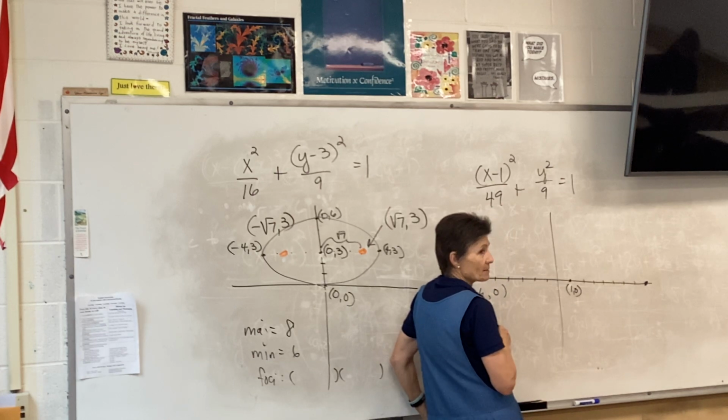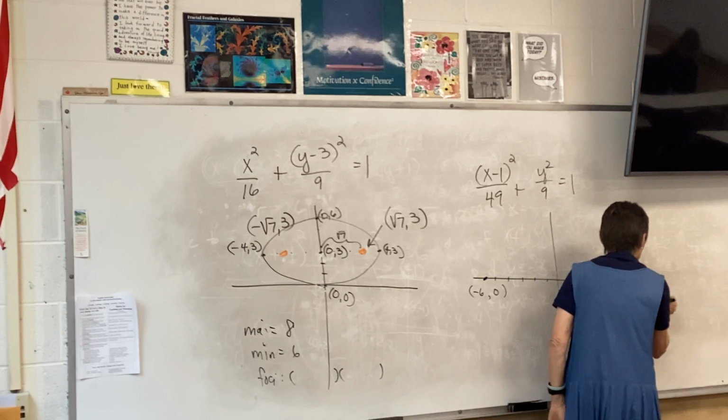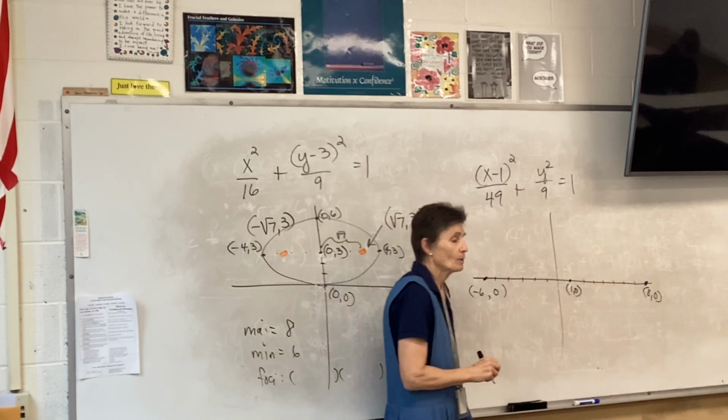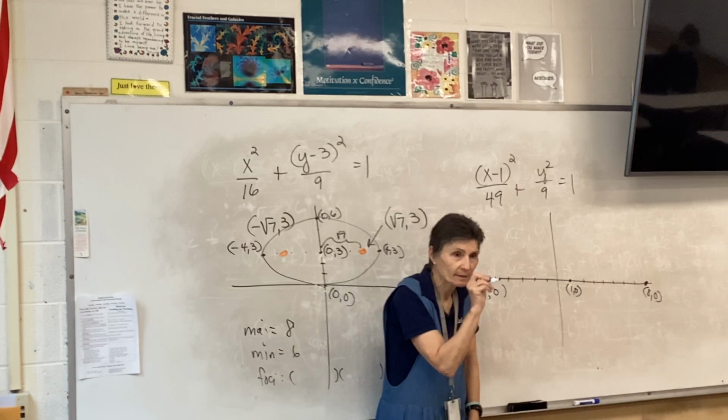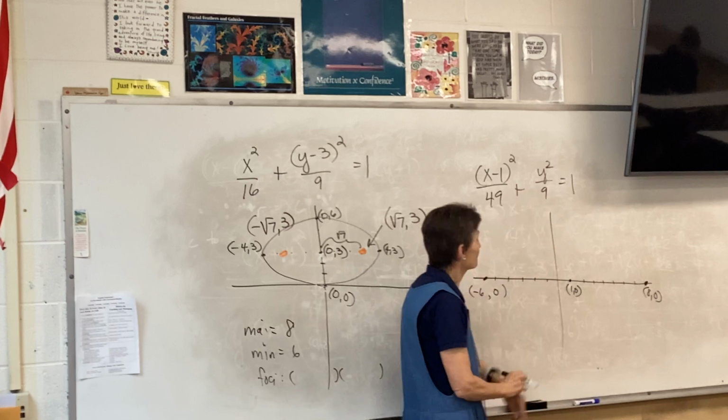Isn't it -6, 0? And what's the other one? 8, 0. Perfect. You are counting. Okay, now what's this tell me to do?